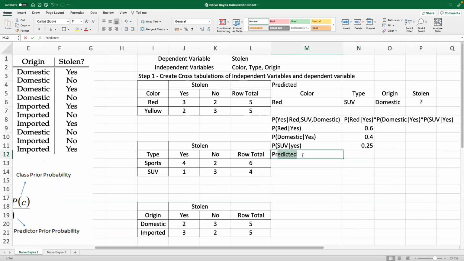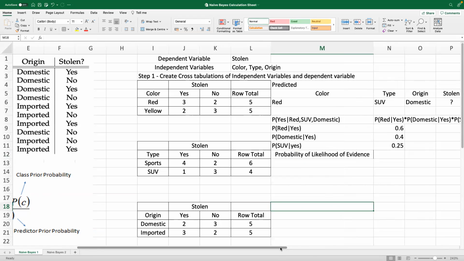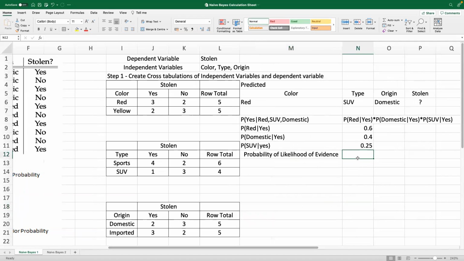Then the likelihood of evidence. The probability of likelihood of evidence is equal to 0.6 into 0.4 into 1 by 4, which is 0.06. Likelihood of evidence, right, on the top.